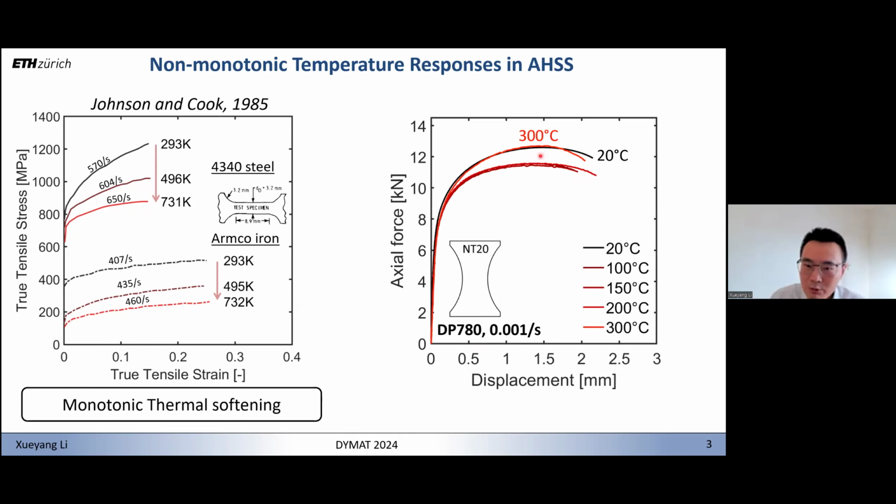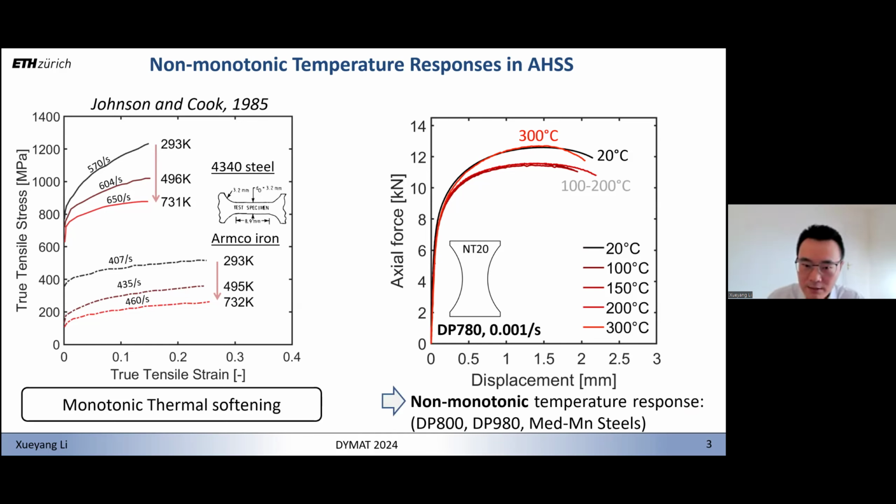People usually refer to this as the dynamic strain aging effect, due to some microstructure. And popular models like the Johnson-Cook model are actually not able to capture this effect. We see this effect not only in DP780, but in all the DPs that we have tested: DP800, DP980, DP590, and even in some third generation steels, medium manganese steels.